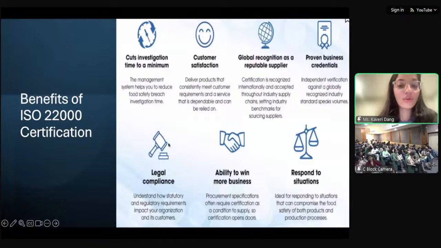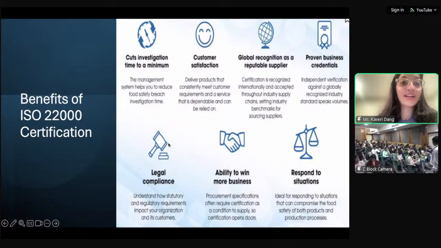And legal compliance: it understands how statutory and regulatory requirements impact your organization and its customers. And ability to win more businesses, of course, if it's certified. So the procurement specifications often require certifications as a condition to supply, so certifications open doors.